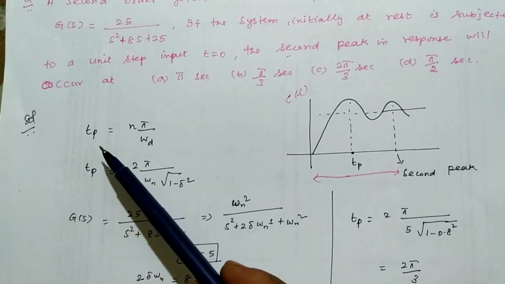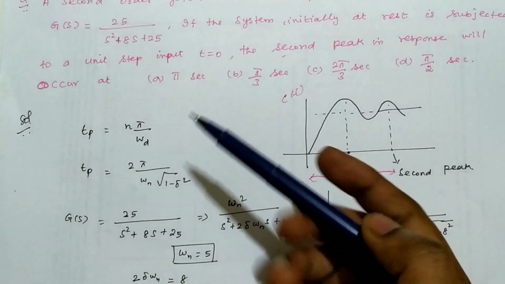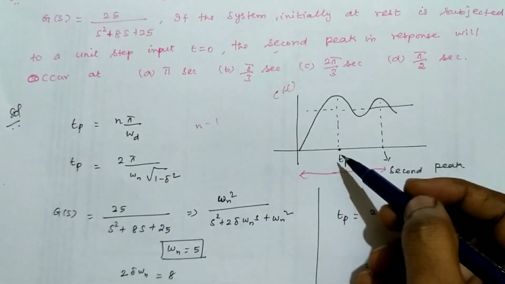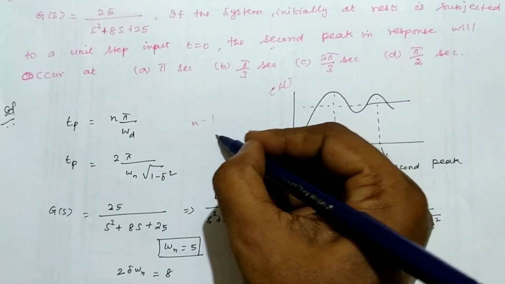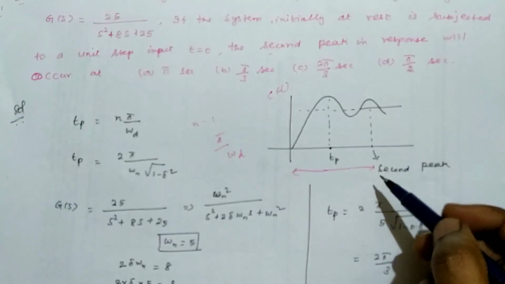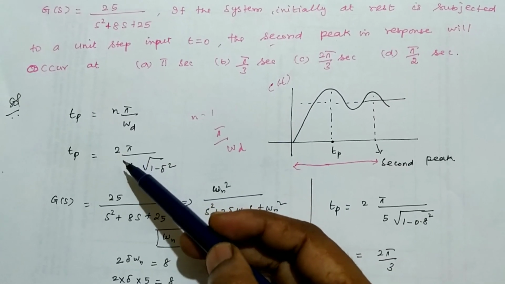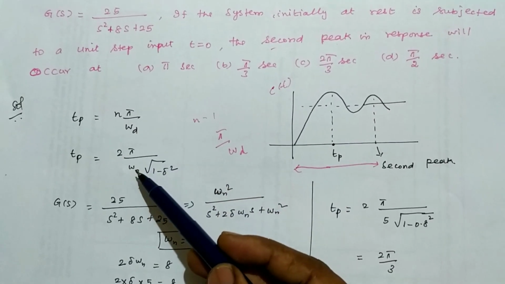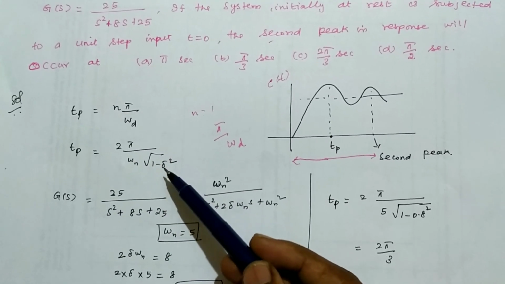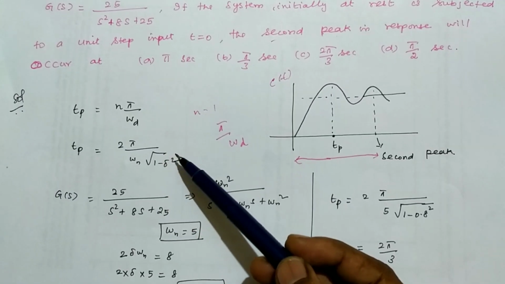Generally the peak time formula is n into pi over omega d. When n is equal to 1, that is the first peak, the formula is pi by omega d. Now n is equal to 2, that is the second peak. Substitute n equal to 2, and omega d is the damped natural frequency, that is omega n into root of 1 minus delta square. So this is the formula we have.